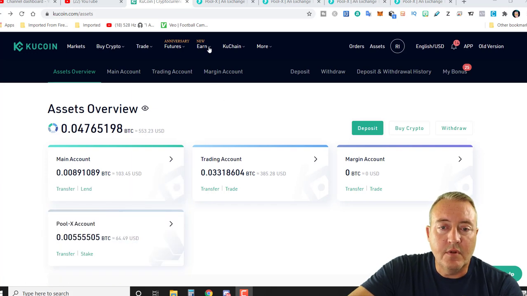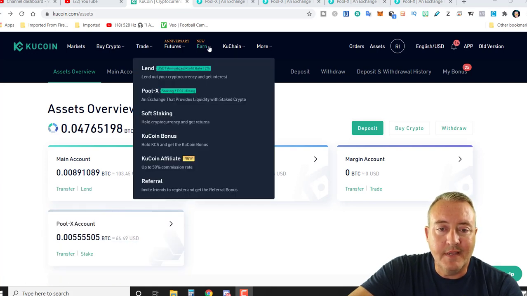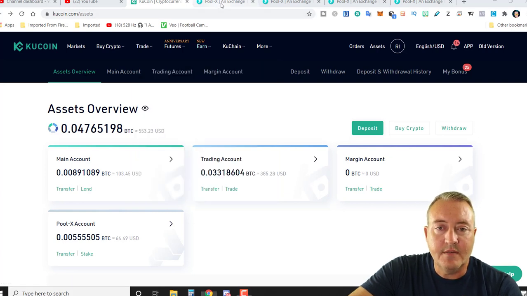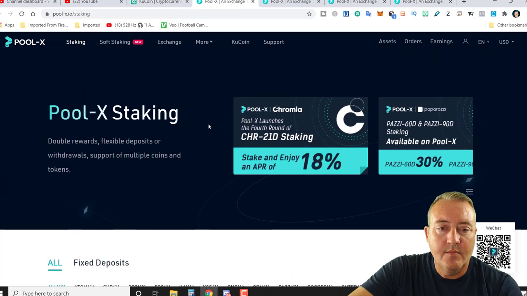We go over here and scroll over Earn. It's got a little drop down. You can lend. There's Pool X. There's soft staking, KuCoin bonus, affiliate referral, etc. We're looking into Pool X today, an exchange that provides liquidity with staked crypto. So when you go ahead and click on Pool X, it'll take you right over to here. Pool X staking, double rewards, flexible deposits or withdrawals, support of multiple coins and tokens.